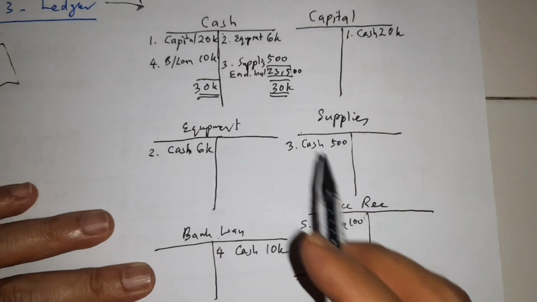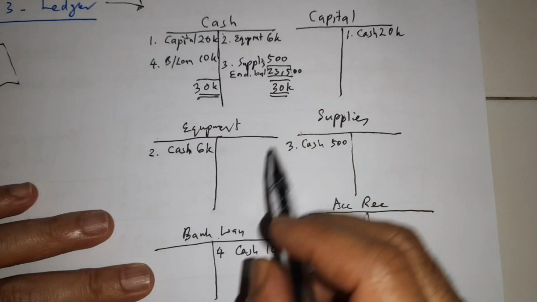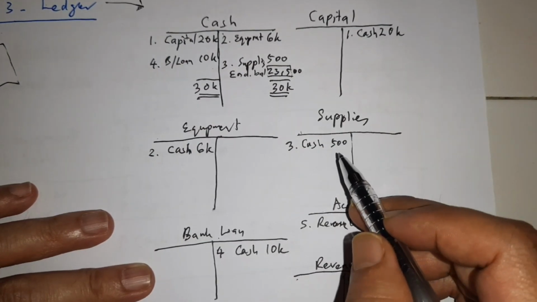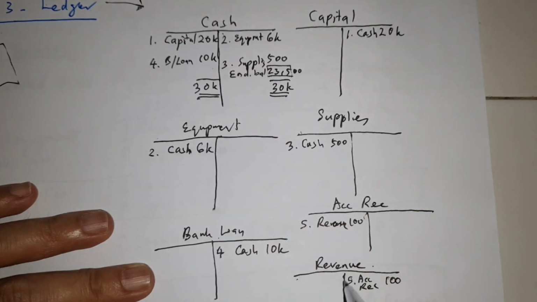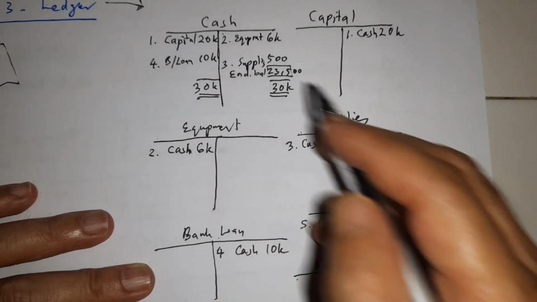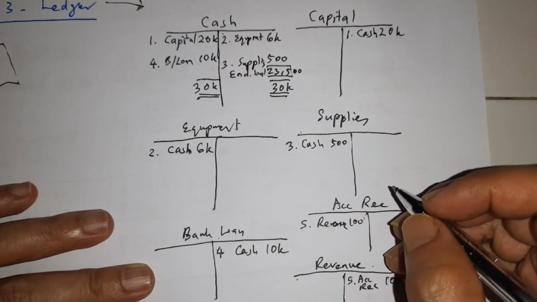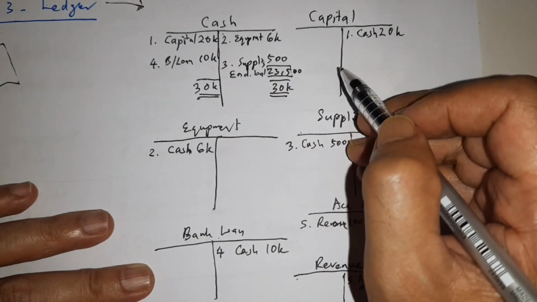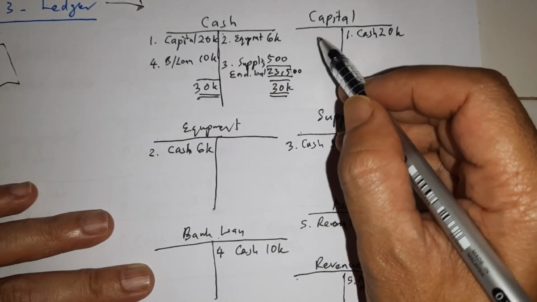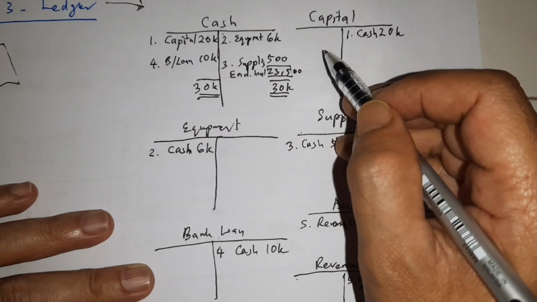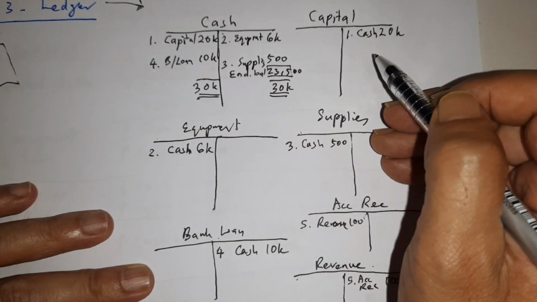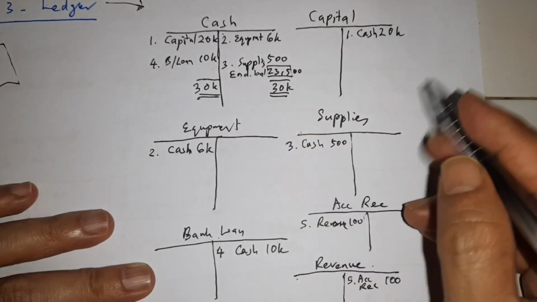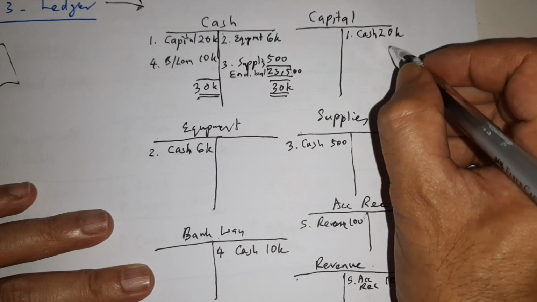So you have to do the same thing for every account. In this example, other accounts have only one item. So easy. But maybe when you do other questions, every account will have several items in the debit side and also several items in the credit side. So in that case, you have to do it this way to calculate the ending balance. So now it is easy for you here. The ending balance is like this.